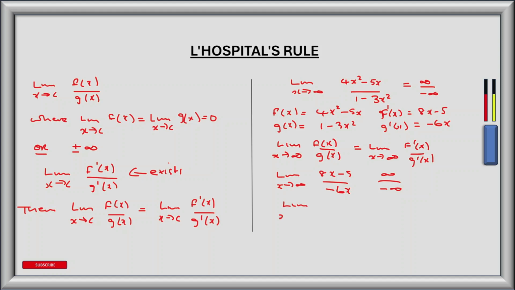The limit as x tends towards infinity of the second derivative. So the second derivative would be 8x minus 5 would leave 8, minus 6x, the derivative of that would leave minus 6. This would equal minus 4 divided by 3.